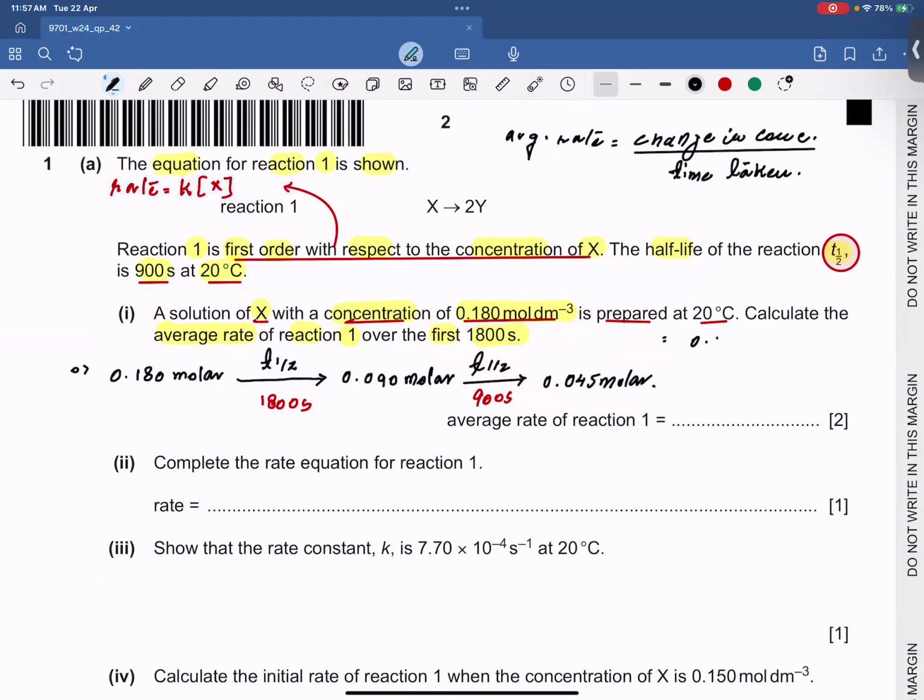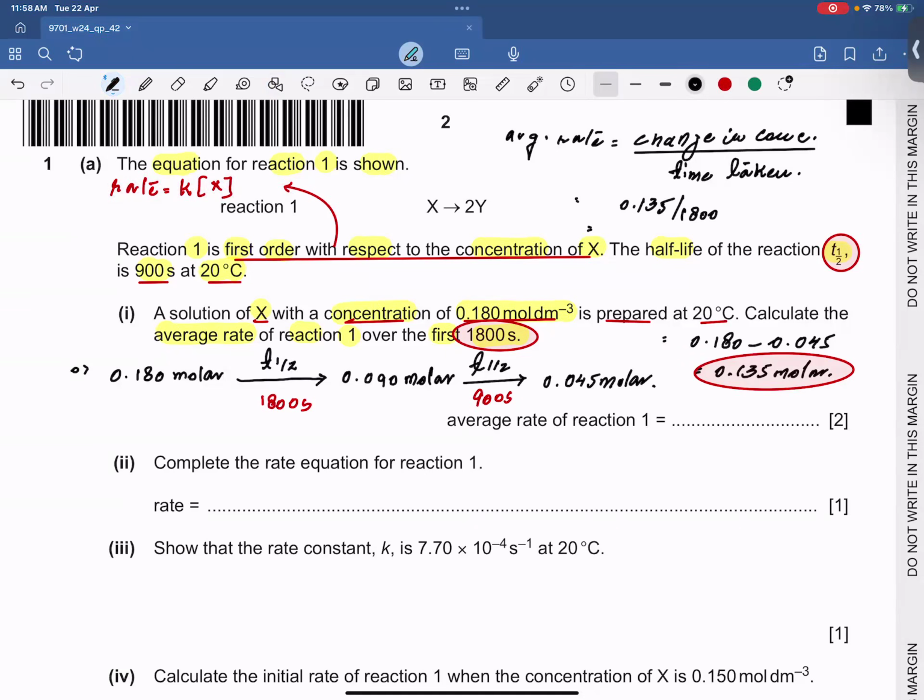So the initial concentration is 0.180. After the successive half-lives, the concentration is going to be 0.05 mole per dm cube. So the change in concentration, 0.180 minus this answer, is going to be 0.135 mole per dm cube. In order to calculate the average rate, I'm going to use this concentration change and divide by this time. Let me plug in the values in this formula: 0.135 divided by 1800.